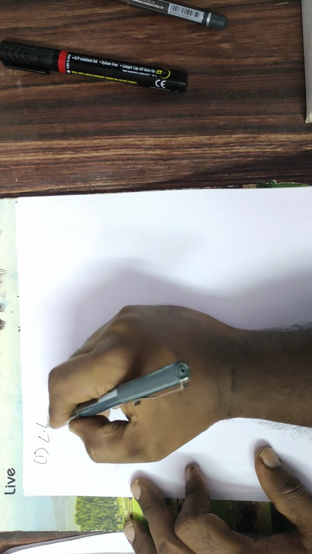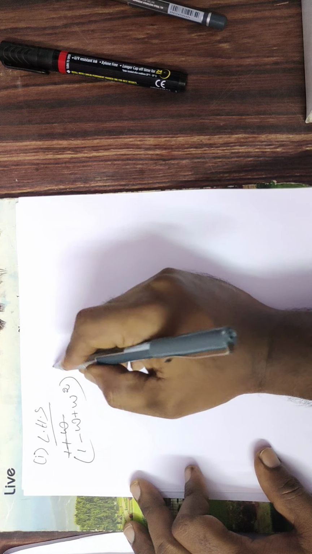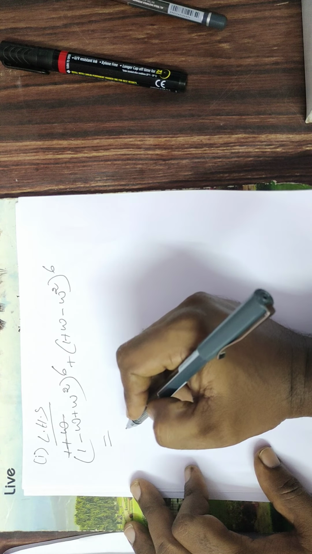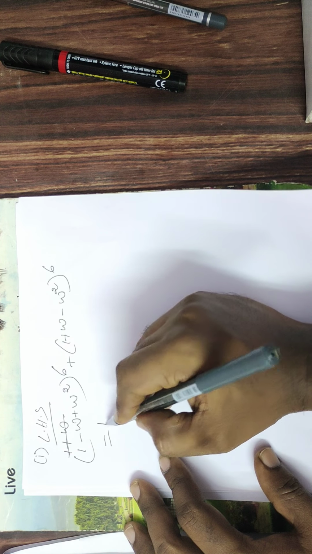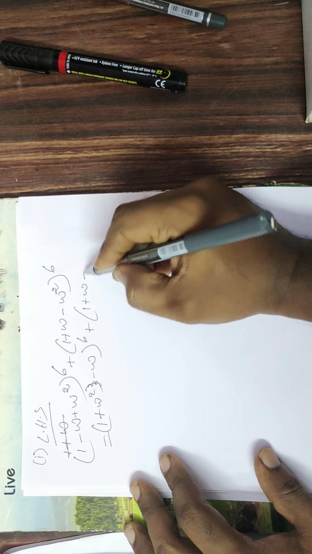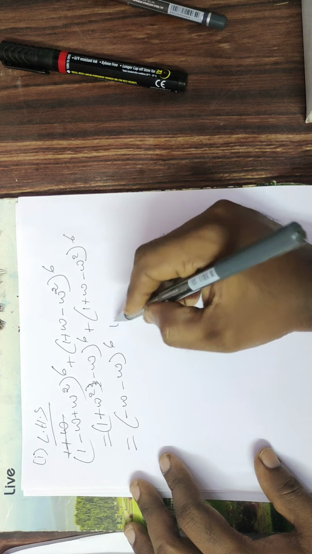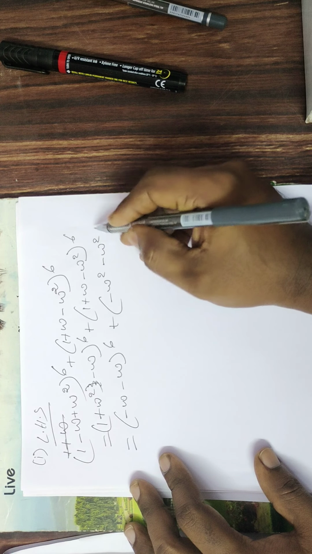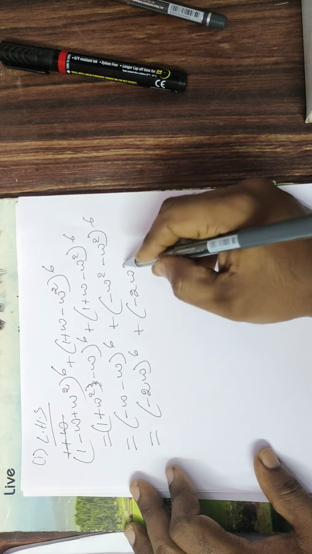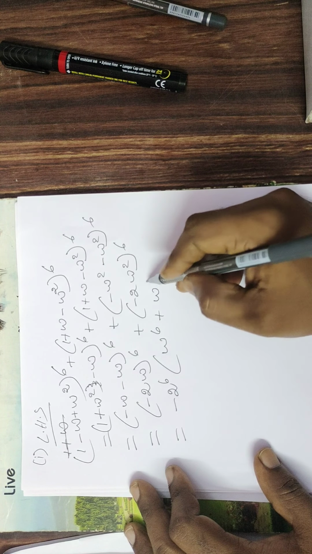So first part, LHS: (1 minus omega plus omega square) the whole power 6 plus (1 plus omega minus omega square) the whole power 6 equals, we have to arrange in order. So (1 plus omega square minus omega) the whole power 6 plus (1 plus omega minus omega square) the whole power 6. This equals (1 plus omega square is minus omega... so minus 2 omega) the whole power 6 plus (1 plus omega is minus omega square... so minus 2 omega square) the whole power 6. That is equal to (minus 2) power 6 is common, then remaining omega power 6 plus omega square the whole power 6.